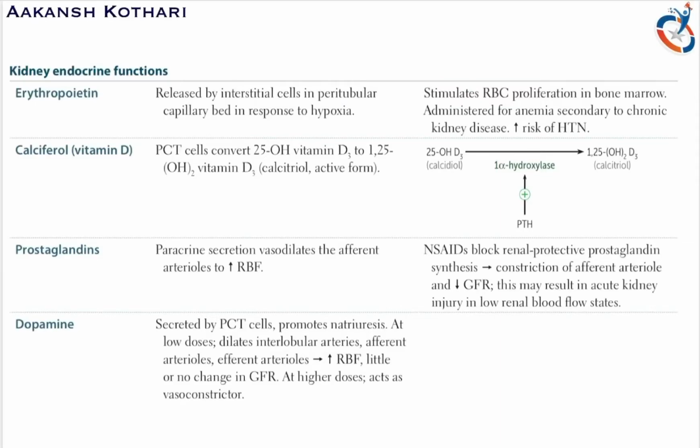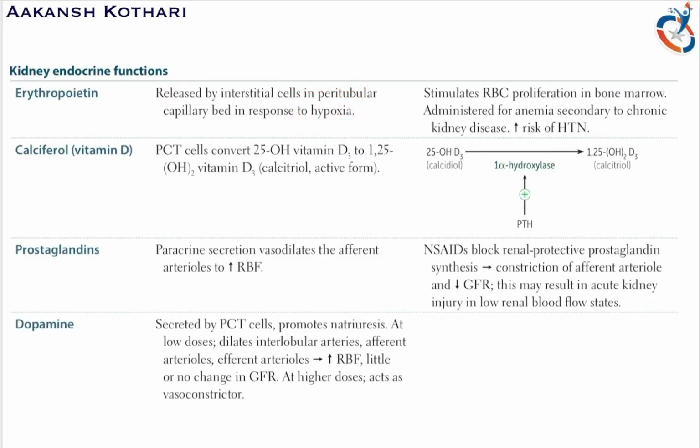So, the different kinds of hormones that regulate are erythropoietin, calciferol, prostaglandins, and dopamine. Is it clear? Let us first start with erythropoietin. Erythropoietin is released by the interstitial cells in the peritubular capillary bed in response to hypoxia. Okay, so it is basically released by the interstitial cells in the peritubular capillary, which is present in the proximal convoluted tubule, and it is released due to hypoxia.